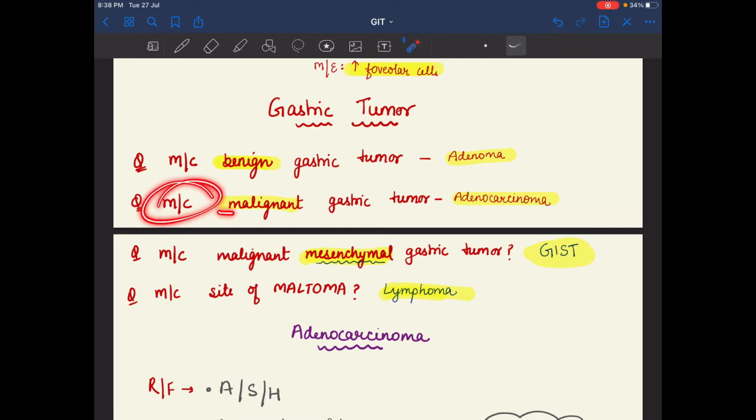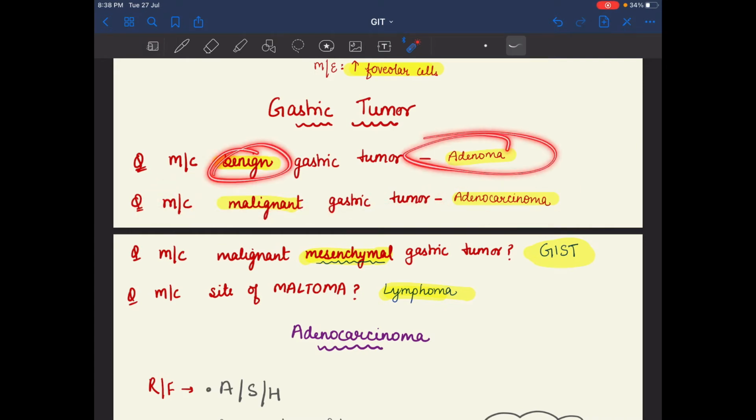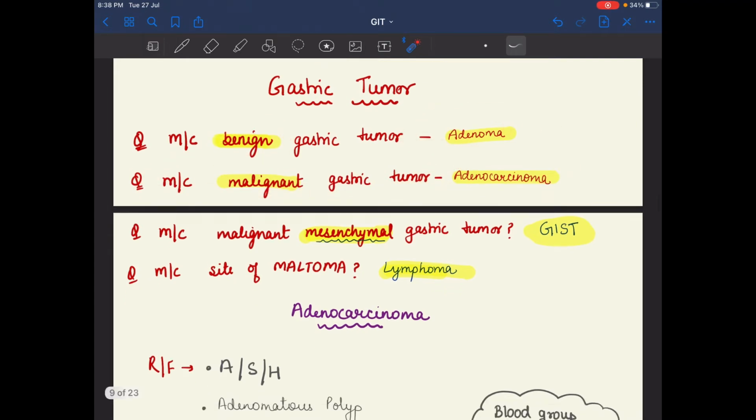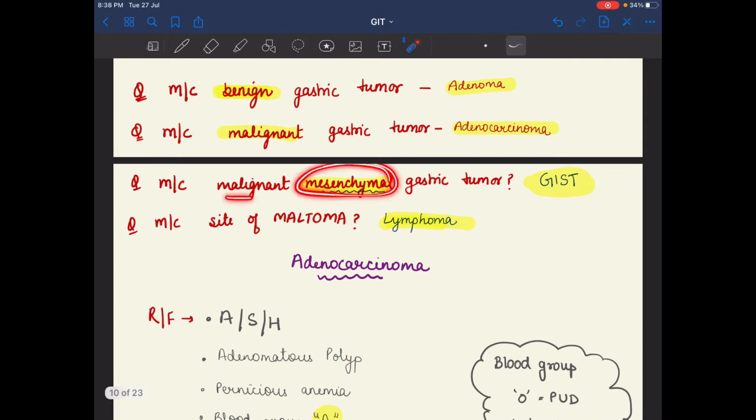Here the most common malignant gastric tumor is adenocarcinoma; benign is adenoma, malignant is adenocarcinoma. The most common malignant mesenchymal gastric tumor is GIST, that is gastrointestinal stromal tumor. Okay, and the most common site for MALToma is lymphoma.